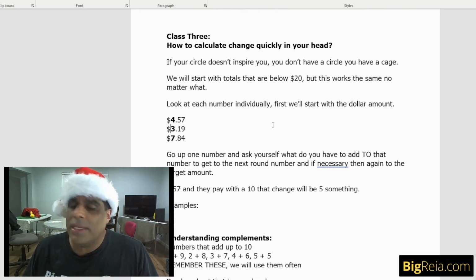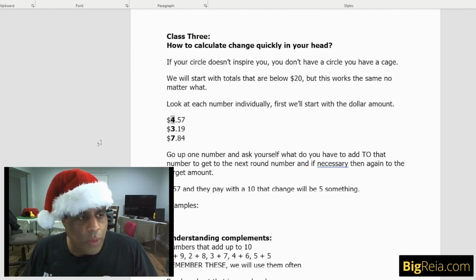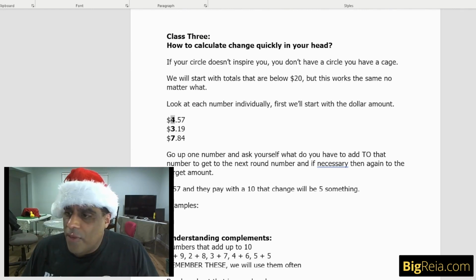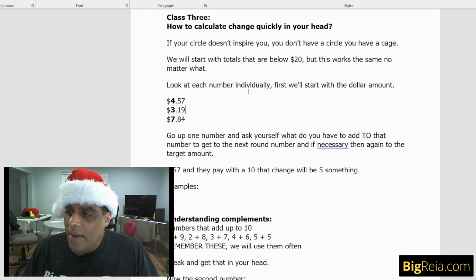First, look at one number at a time. Let's just look at the four. $4, right? So what we're going to do is go one number above the four, which is $5, right? Now, from $5, go one number above and then ask yourself, what do I have to add to that number to get to the next round number, if necessary, and then go to the target amount. So in this case, it's going to be $4.57.